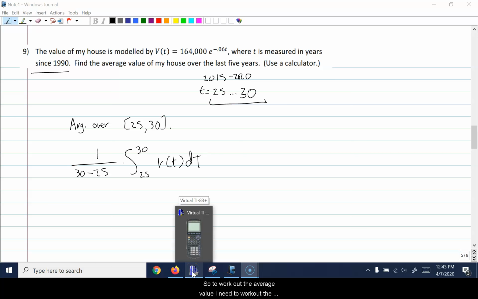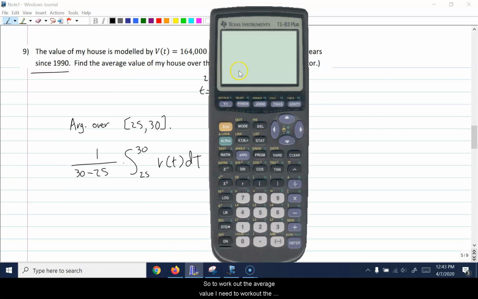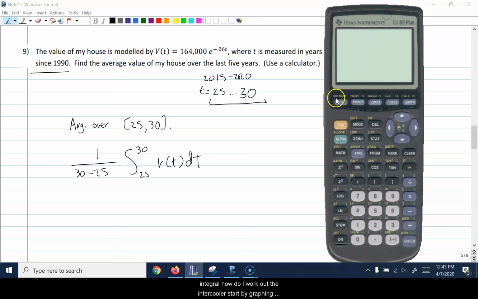So to work out the average value, I need to work out the integral. How do I work out the integral? I start by graphing the function. Clear that. I want to graph the function 164,000 times e to the negative 0.06 t, which is x here.